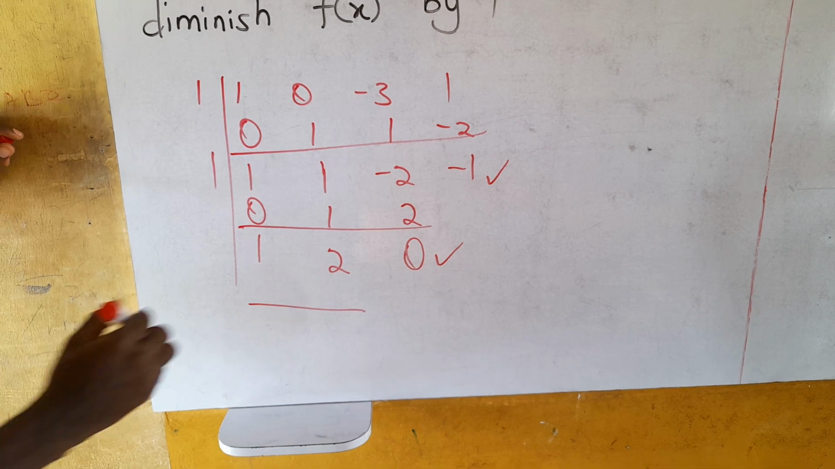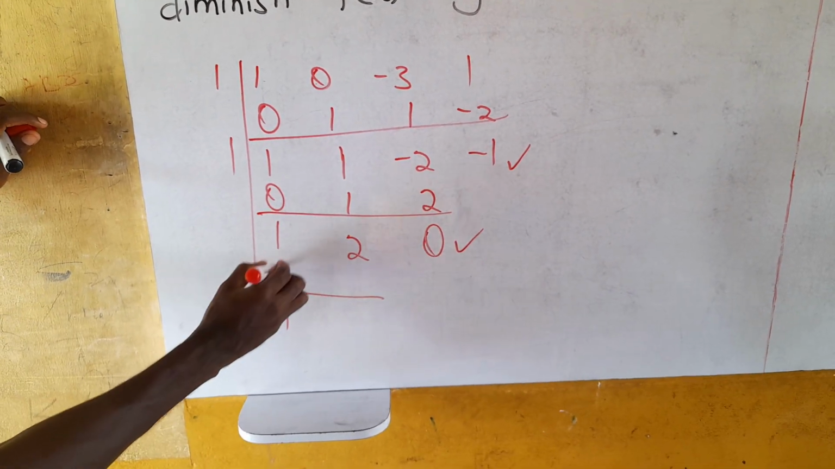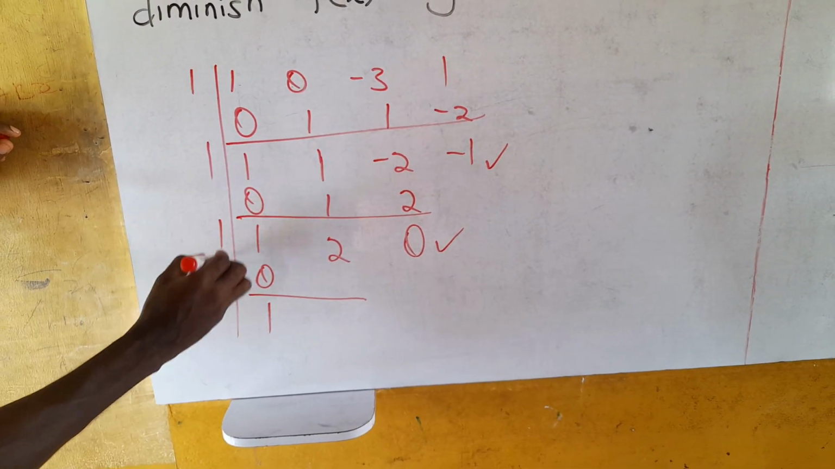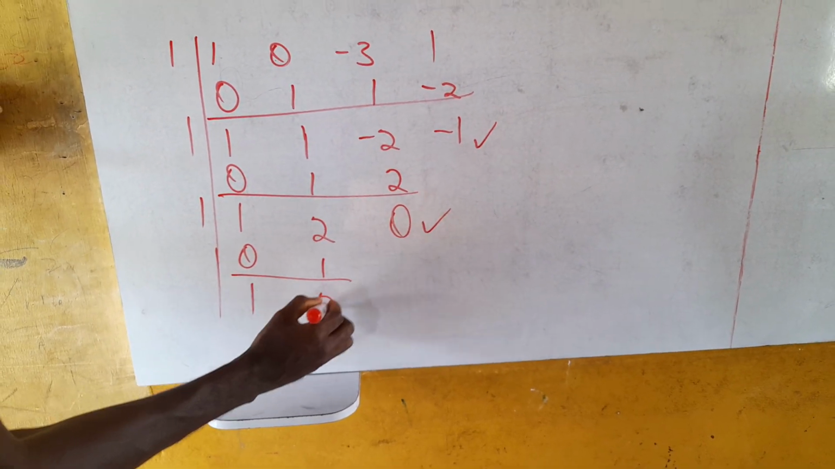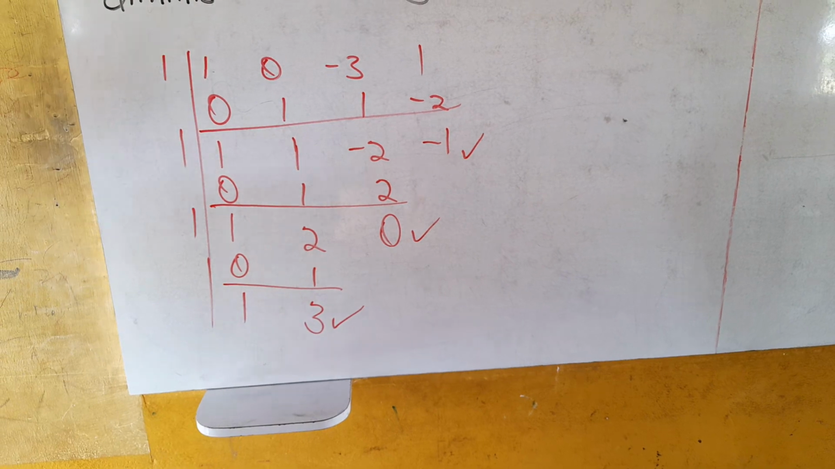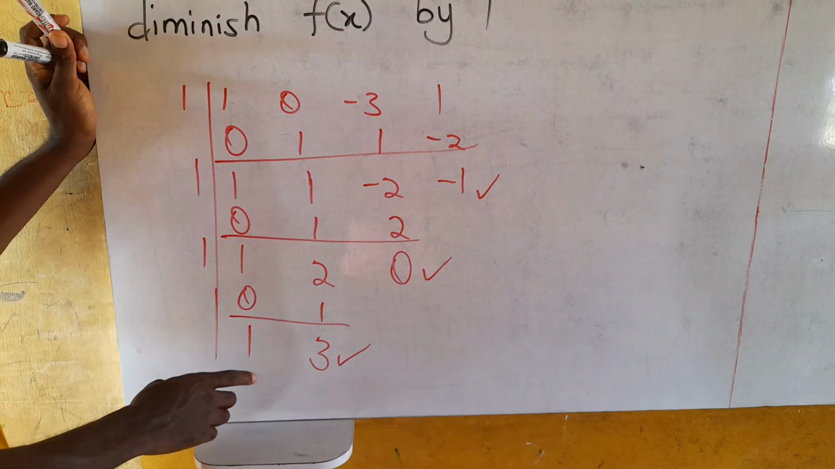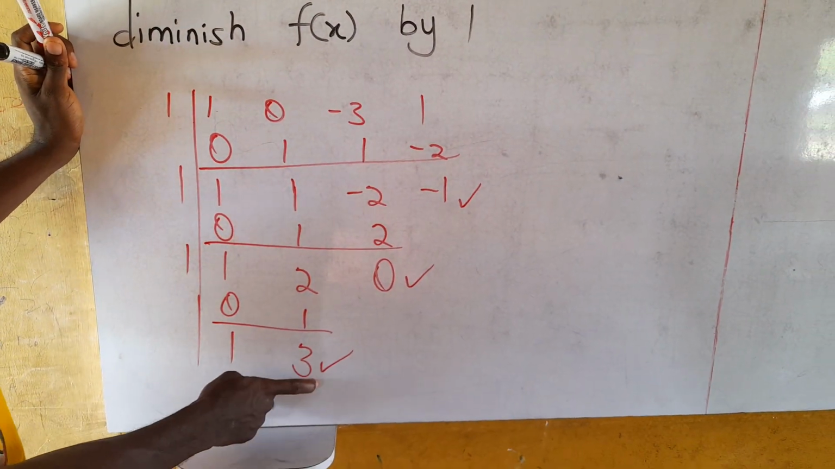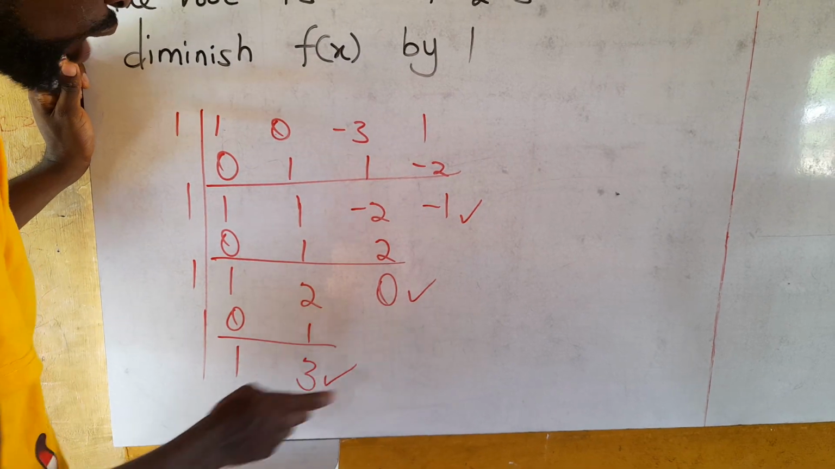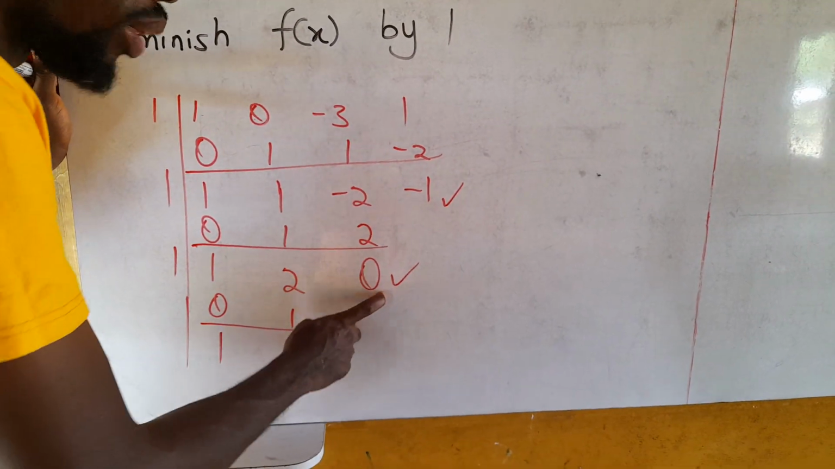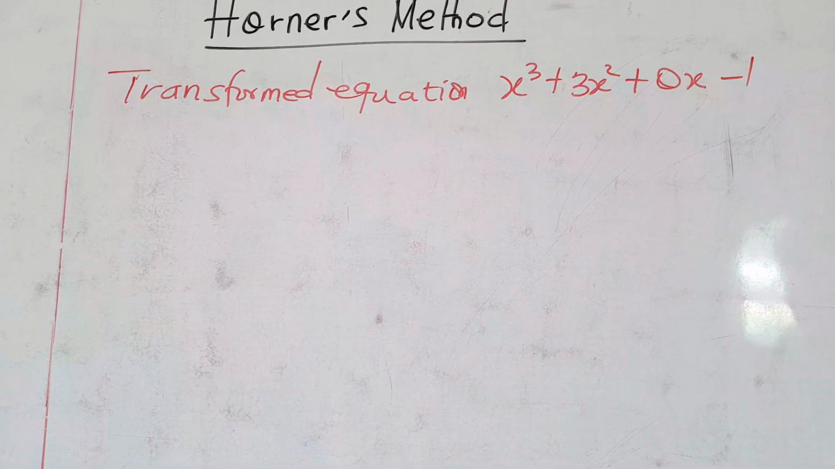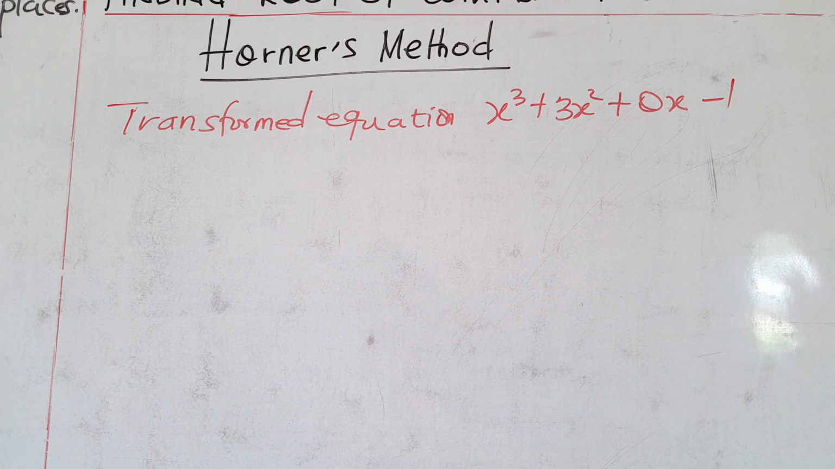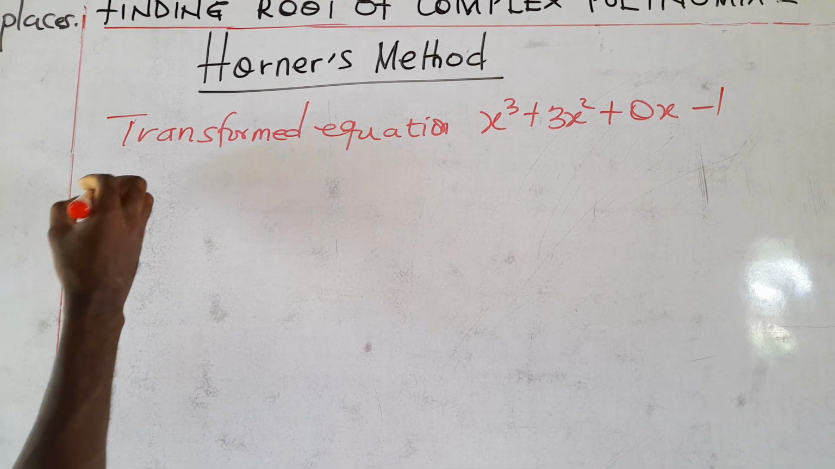Then we come here. 1 plus nothing is still 1. That's 0. 1 times this one will be 1. 2 plus 1, that will be 3. Then we are done with that. So our new equation now will be x cubed plus 3x squared, then plus 0x if we wish, then minus 1. So having gotten our transform equation, we find a new equation.